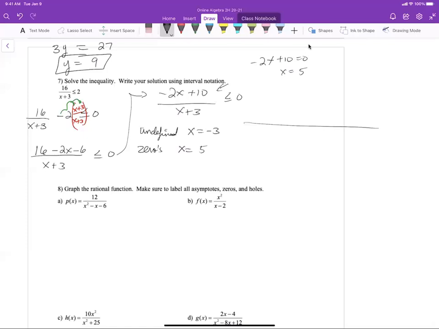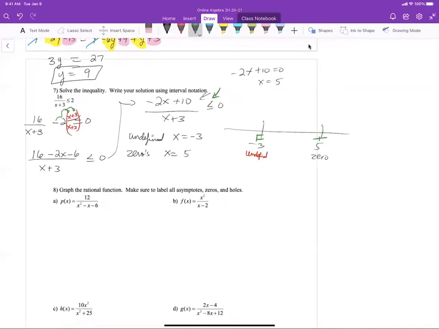Now you're going to go to your number line. You have negative 3. You have a positive 5. And you're going to be super careful because we have undefined at negative 3, and at 5, I have a 0. And we're going to pay attention to the fact that it's less than or equal to 0. So this is true. And this is false. Why is that false? Because it's undefined, so it cannot be part of the solution.